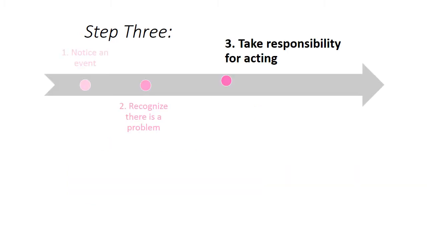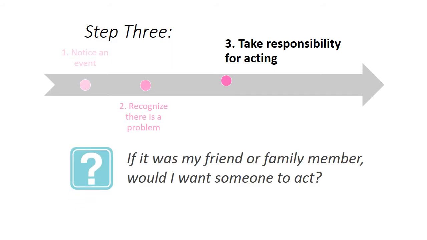In step 3, you take responsibility to act. If you aren't sure whether you should take action, you might ask yourself, if this was a friend or family member, would I want someone to act on their behalf? If the answer is yes, then you should intervene.